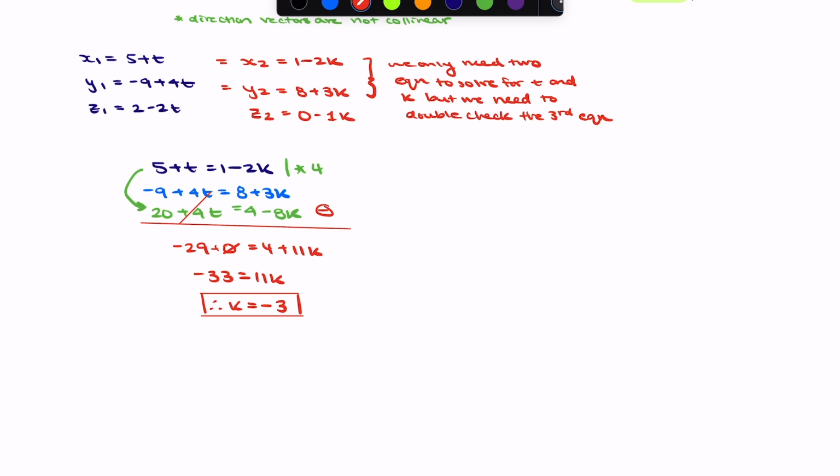Step that back in for our equation to solve for t. We have 5 plus t is equal to 1 minus 2 times negative 3. t is equal to negative 5 plus 1 plus 6. And so here we get t is equal to 2.